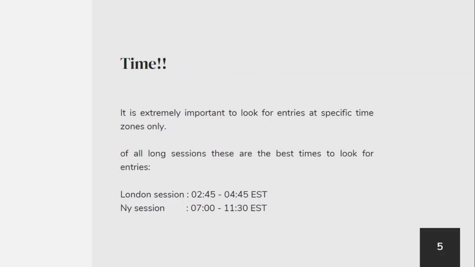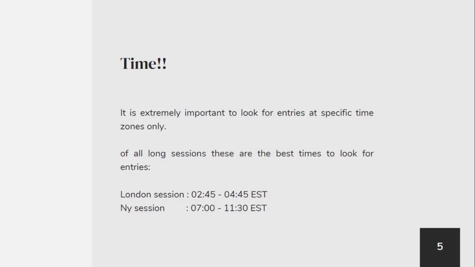Time. See, this is the major thing, guys. Very important. You can learn this whole model, but you will take multiple SL if you don't follow this rule, which is of time. You have to look for entries only in 2 specific times, which is the London session. In the London session also, you have to look for entries between 2:45 a.m. to 4:45 a.m. Eastern Standard Time.